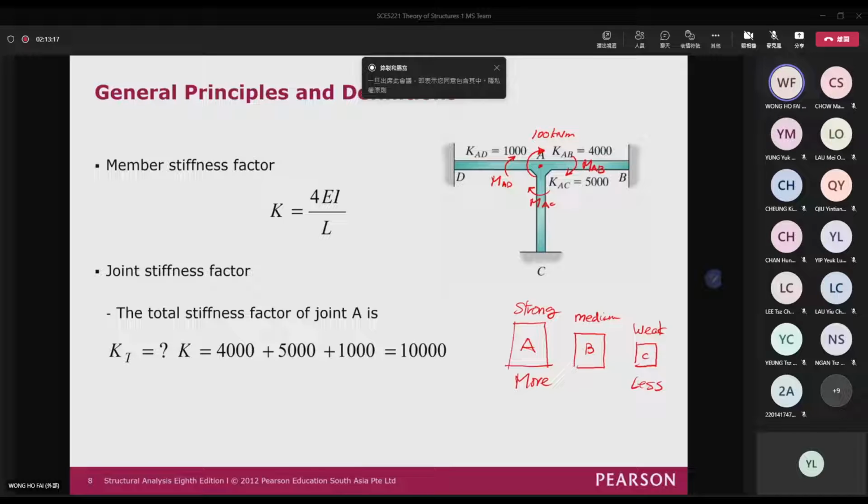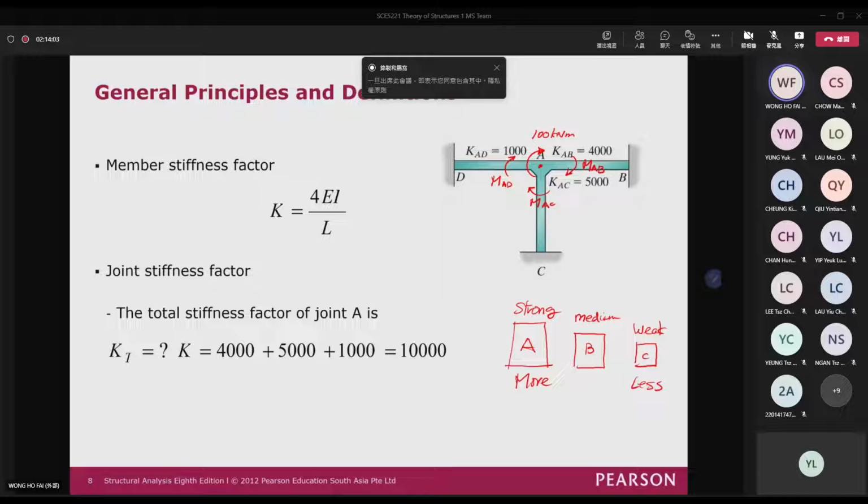We define it as 4EI over L. E is the Young's modulus, I, of course, is the moment of inertia, and then L is the length. If the Young's modulus is larger, then the member is stronger. If the I is larger, that means the area is further away from the centroid, then we say the member is stronger. And if the length is shorter, then all these factors make the member stiffer than the others. Then the K will be larger.